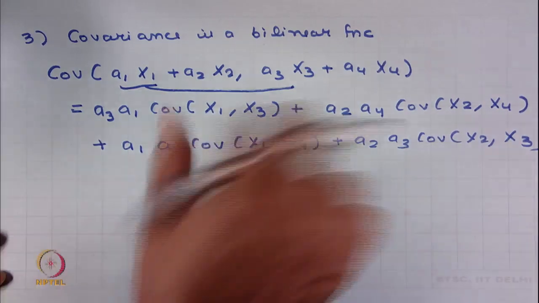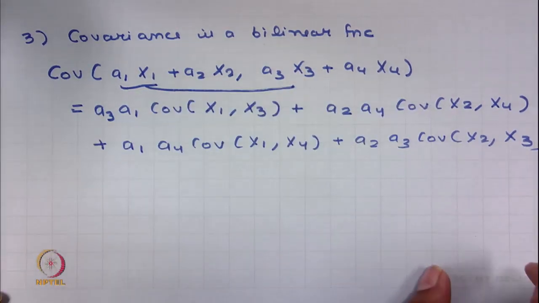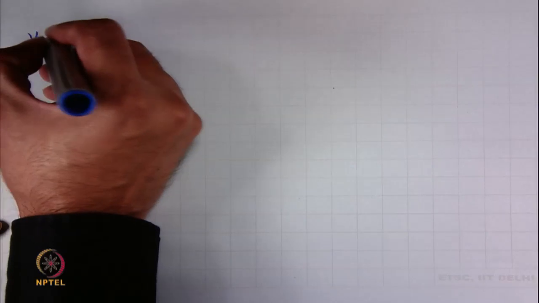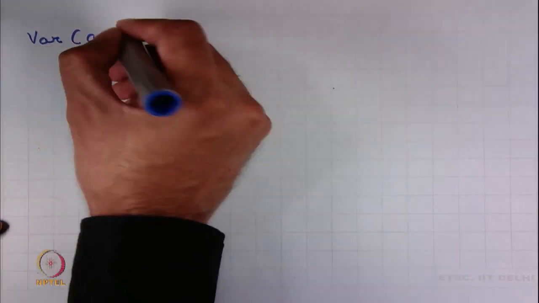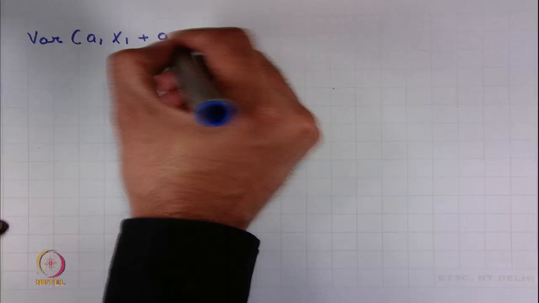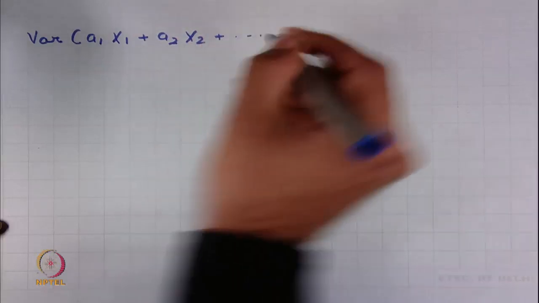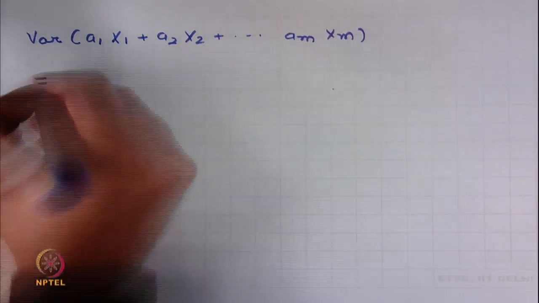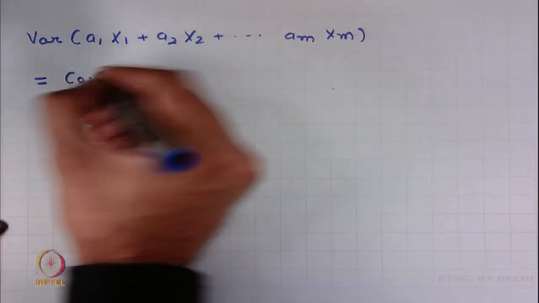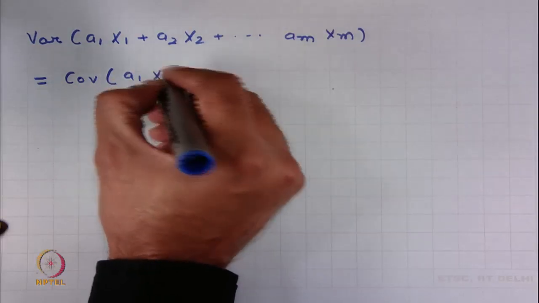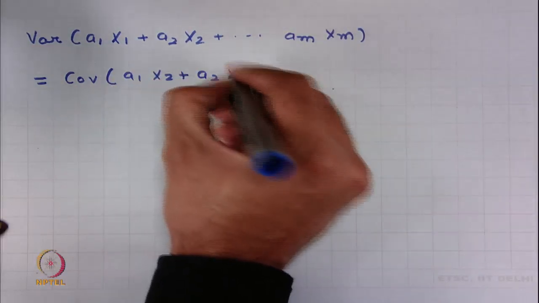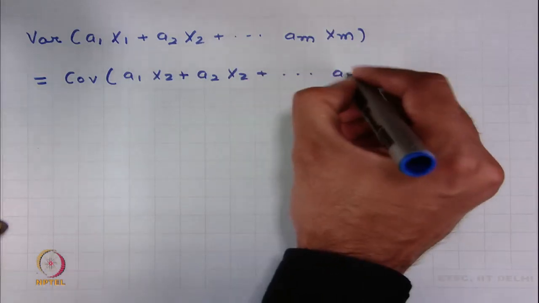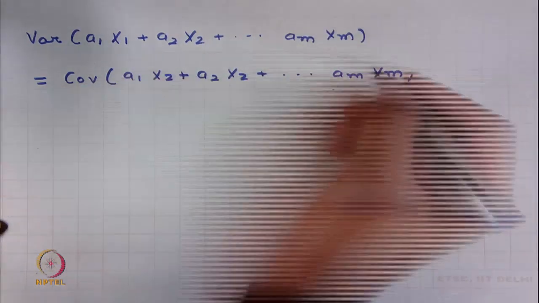Okay. Let us make use of this property and see why this is so interesting. Let us compute variance of a1 x1 plus a2 x2 up to am xm and see what it is. By definition this is nothing but the covariance of a1 x1 plus a2 x2 up to am xm with itself, right.